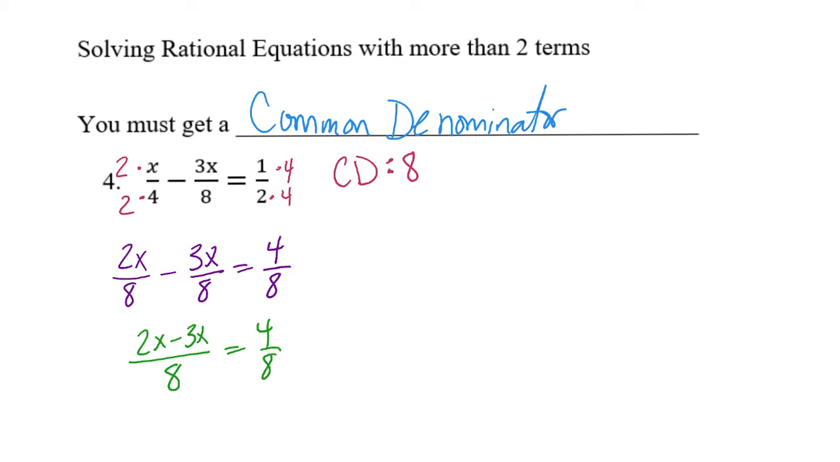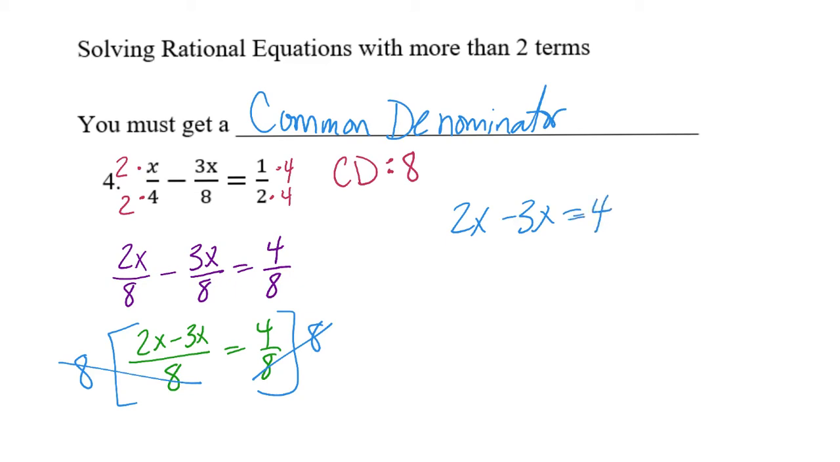And since they have the same denominator, and this is the whole point of doing it, you can multiply both sides by that 8, and it eliminates the need for the denominator there. So then we just have 2x minus 3x equals 4. And we can solve. 2x minus 3x is negative x. Negative x equals 4. We need to get just x, so we divide by negative 1 on both sides. So x equals negative 4.